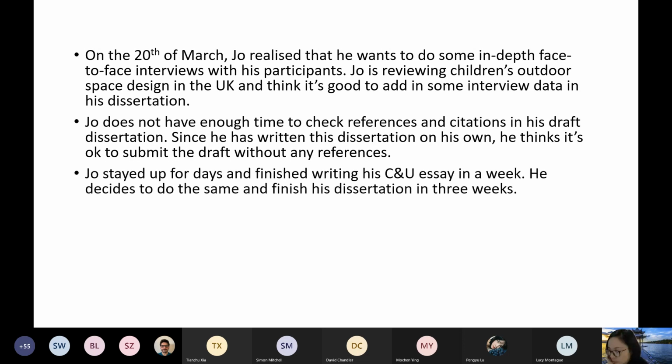Third scenario, Joe stayed up for days and finished writing his CU essay in a week. And he decided to do the same and finish his dissertation in 3 weeks, because the CU essay is about 3,000 words and the dissertation is 10,000 words. So he figured it's 3 times the overall working time. What do we think of Joe's decision? Anyone has any idea?